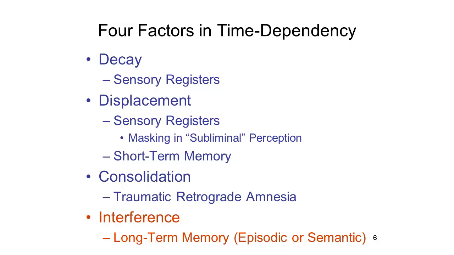Remember the capacity of short-term memory, 7 plus or minus 2 items. Once you've got about 7 items, or 7 chunks in short-term memory, something's got to go if something else is going to come in. And if something else comes in, it comes in by virtue of kicking something else out. And that's what displacement is all about. So decay and displacement seem to reflect processes of forgetting, time-dependent forgetting, in the sensory registers and in short-term memory.